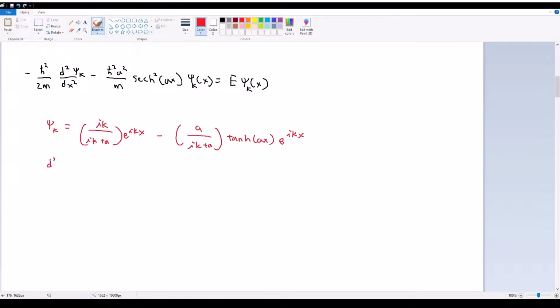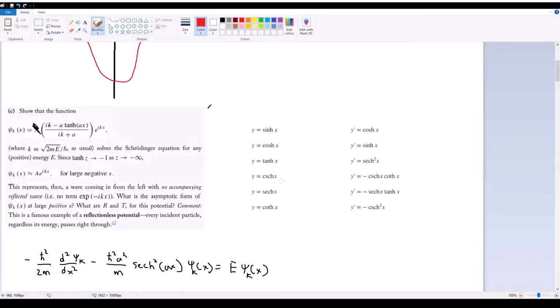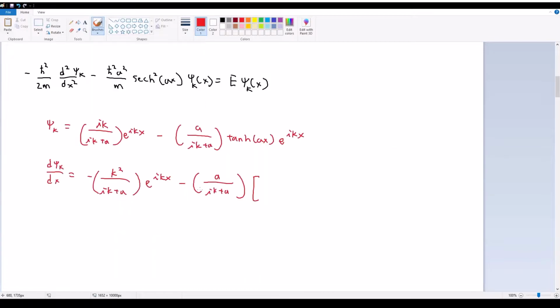The first derivative of psi k is then going to equal, I'm going to pull out an ik term, so the two ik's make a negative k squared over ik plus a times e to the ikx, and then we're subtracting a over ik plus a, and then we're doing product rule now. So the derivative of hyperbolic tangent, if we look up here, is hyperbolic secant squared. So hyperbolic secant squared ax times e to the ikx.